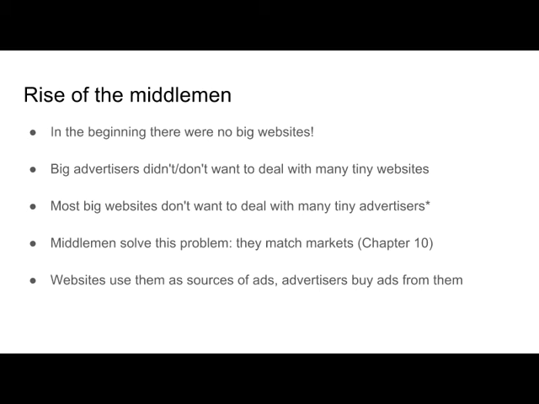They essentially match markets. I don't know if you guys have gotten to chapter 10 in your textbook, but I thought it was really neat, about how to deal with matching some supply and some demand, and the algorithms and economic theory that applies to that. So middlemen solve this problem. Websites will use them as a source of ads. Whenever a website is creating a web page to be sent back to a browser, they can have some kind of interaction with a middleman and say, okay, I want an ad now.